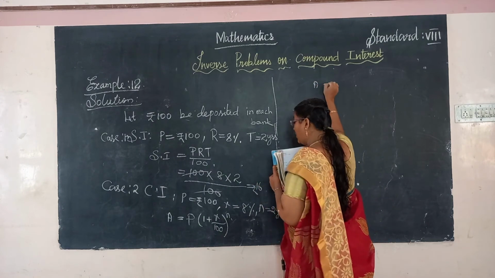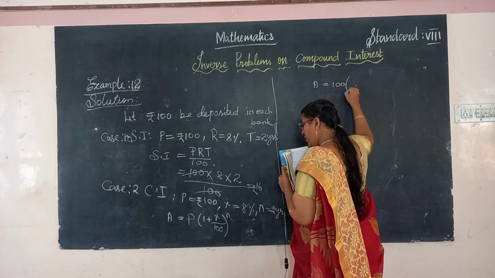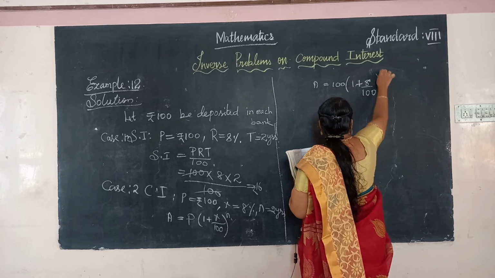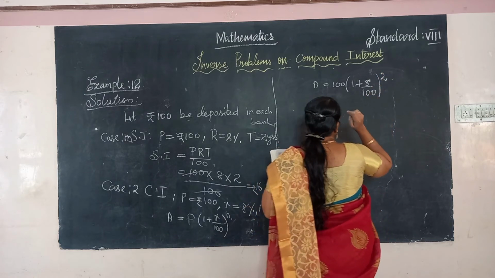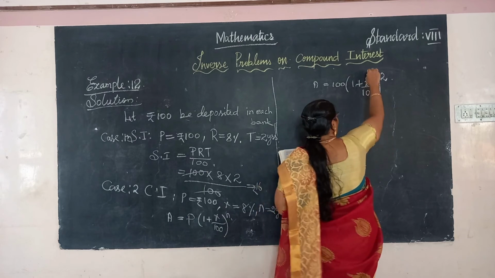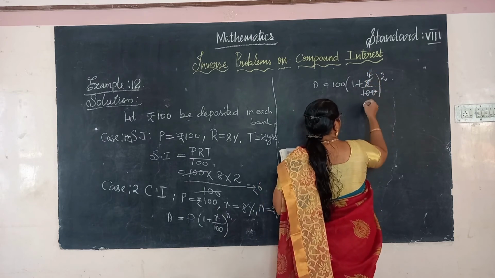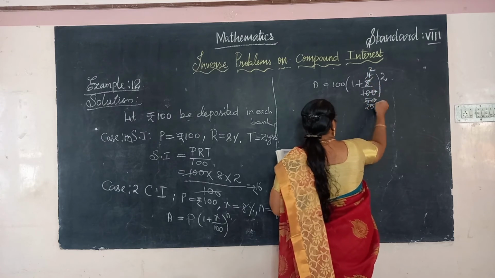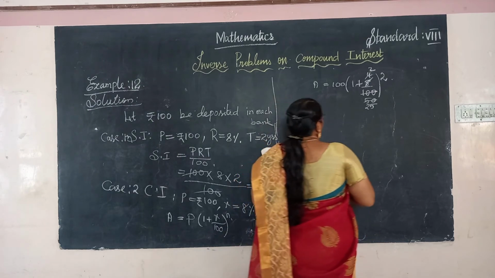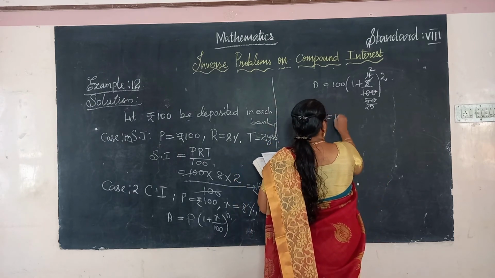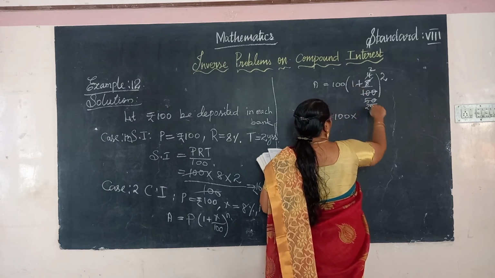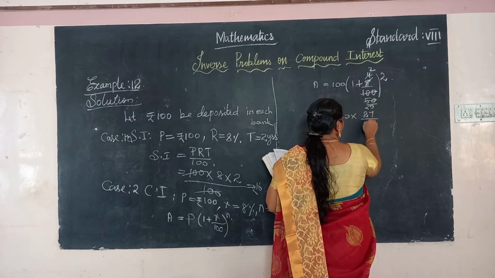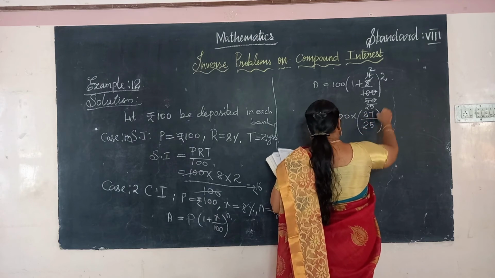And substitute: A is equal to P is 100, 1 plus R value 8 by 100, the whole power 2. It cancels, in 2 table 4, to 25. And also write 100 into 25 ones are 25 plus 1, 27 by 25 the whole power 2.